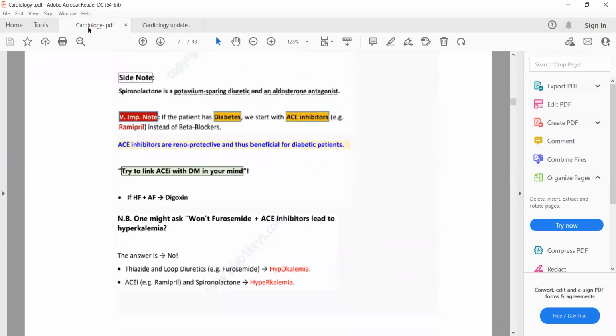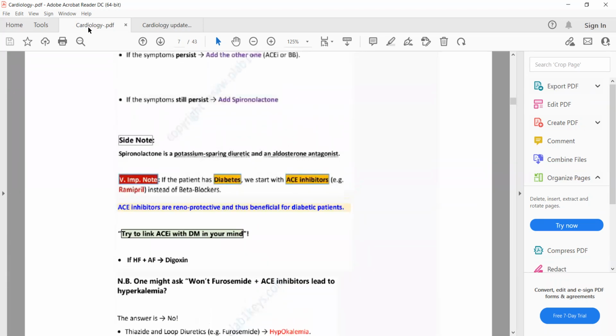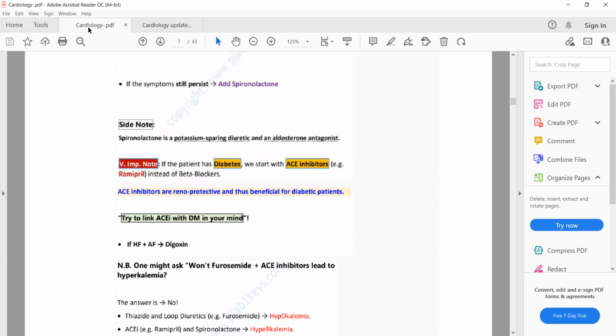Sorry, please repeat the last point. Yes. A patient with heart failure plus diabetes, then you will start from an ACE inhibitor and add the other drugs such as beta blockers and spironolactone or aldosterone antagonist in a stepwise manner.